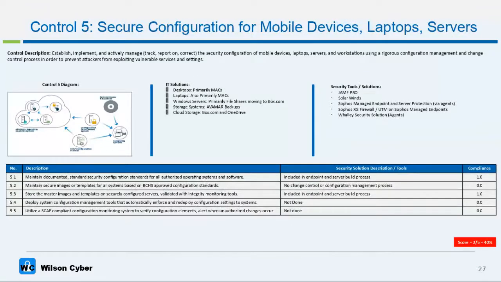Control number 5, secure configuration for mobile devices, laptops, and servers. Establish, implement, actively manage, track, report on, and correct the secure configuration of mobile devices, laptops, servers, and workstations using a rigorous configuration management and change management process to prevent attackers from exploiting vulnerable services and settings. Here we have 5 subcontrols for control number 5. Maintain standard configurations, secure images, store the master images, deploy system configuration management tools, utilize a SCAP compliant configuration monitoring system. Current scores are 40%, but once again, once they move this to Wally, with the Wally agents, they'll significantly improve their configuration management control.